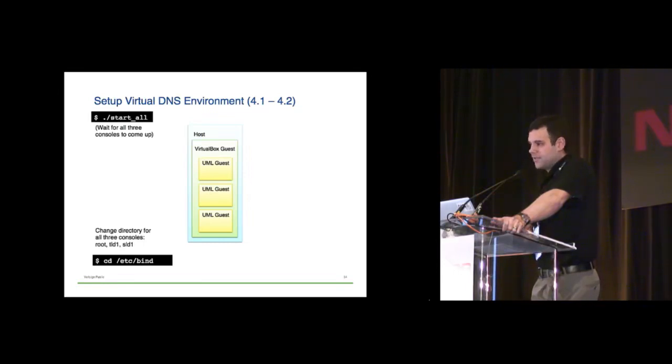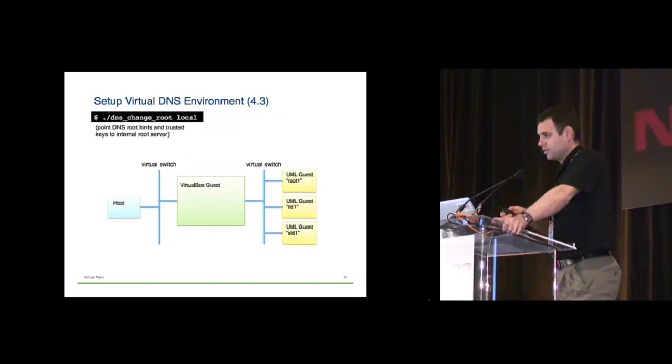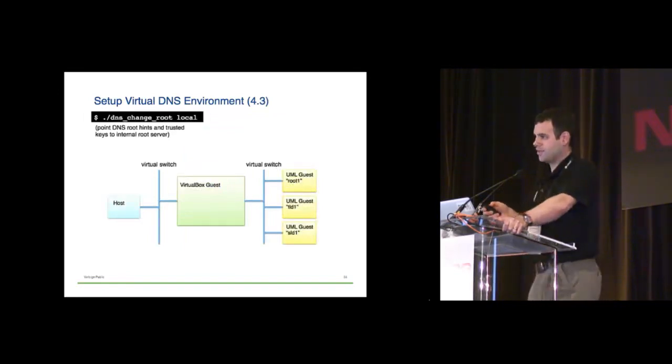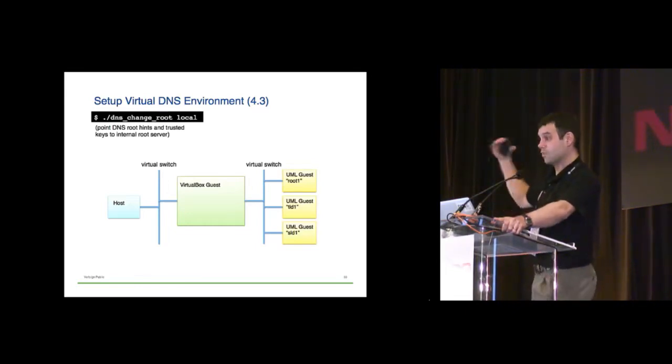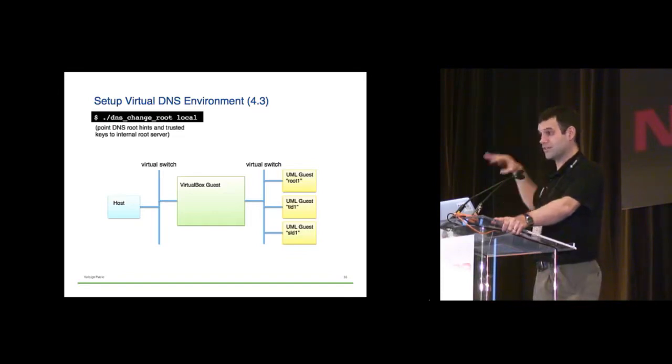Within that guest, for each one of those consoles that shows up on your machine, I'd like you to change directory to etc bind. You should have 3 consoles come up, and let me show you what they're going to look like when everything's said and done. You're going to have the host, which is your laptop. The virtual guest box is the environment that you're running in, and then you're going to have this virtual switch with root 1, TLD1, and SLD1. So that's your entire DNS hierarchy for what we're going to be working with.